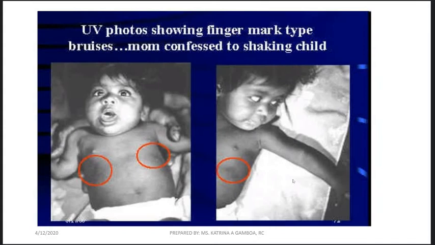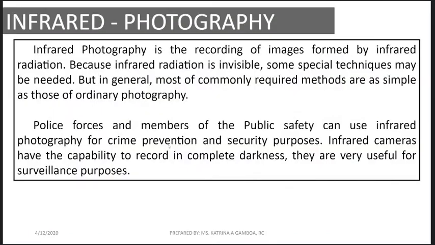Ito, diba? UV photo showing finger mark type bruises. Ayan. The mom confessed to shaking the child. See? Makita mo dito, oh. Talagang merong marka yung fingers nung nanay niya kasi parang inaalog niya yung anak niya. So, that is ultraviolet photography. Do you have any question about ultraviolet photography? Wala po. Okay, next. Infrared photography naman tayo.